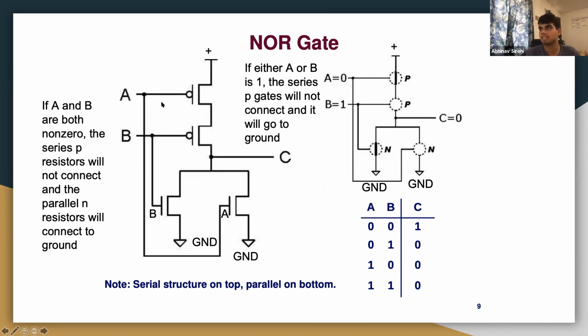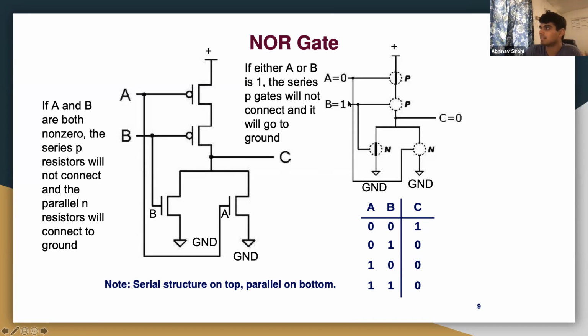But that can only happen when both A and B are 0. And that mimics our truth table exactly. And for all other cases, both of these won't be closed, and either one or both of the parallel gates will close, and then the ground will be able to reach our output here.